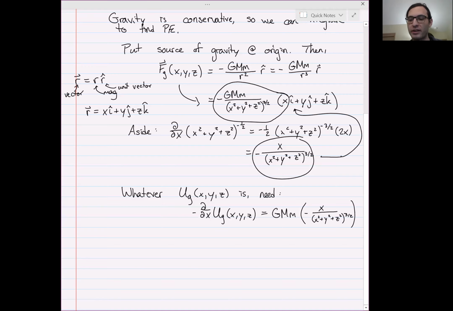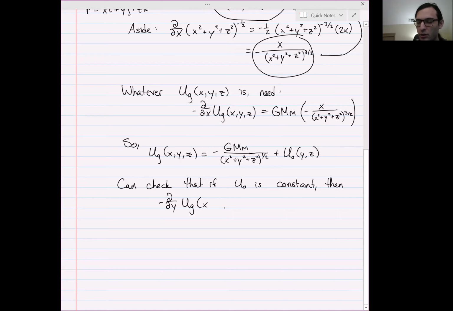And in fact, we can check that if u naught is constant, then the negative partial derivative with respect to y of this u sub g of x, y, and z is equal to the force of gravity in the y direction. And similarly, the negative partial derivative in the z direction of u sub g of x, y, and z is the force of gravity in the z direction. And we can just read those off by looking at y divided by the denominator and z divided by the denominator respectively. So this just checks out.